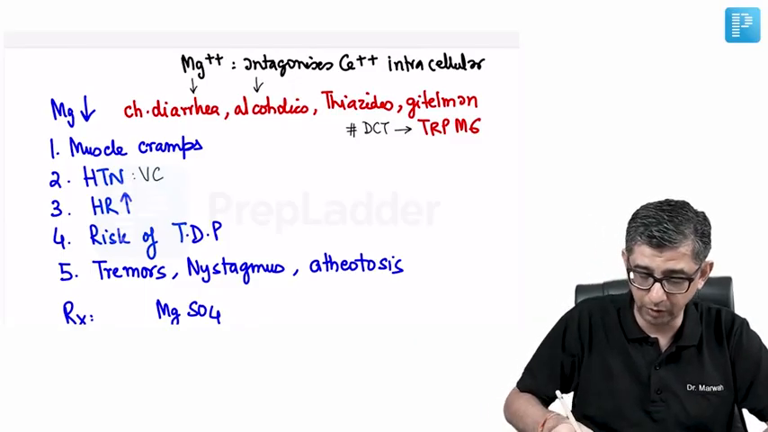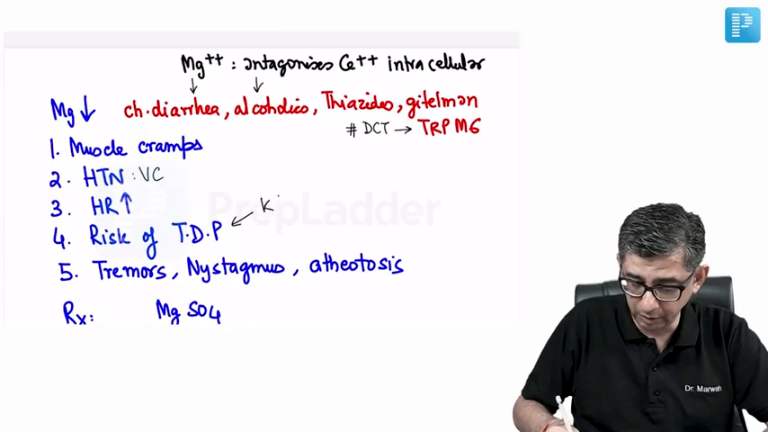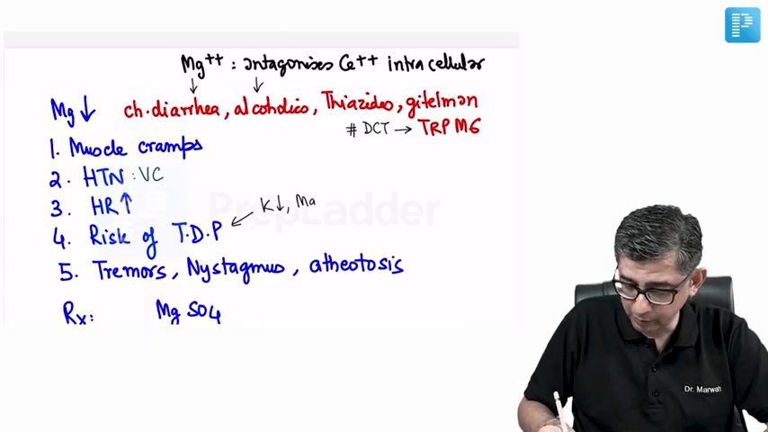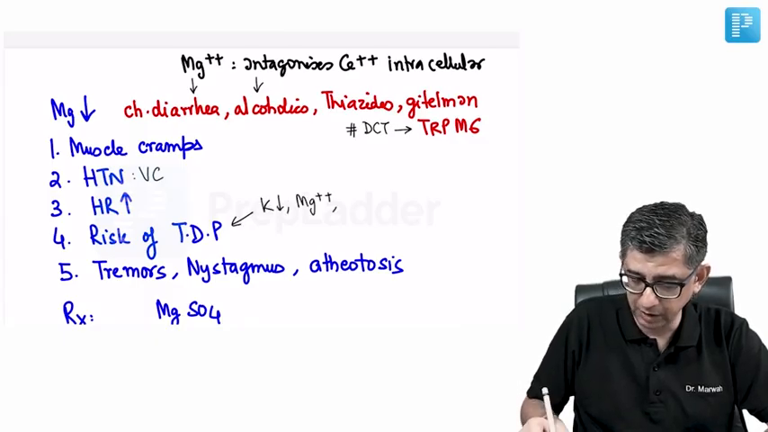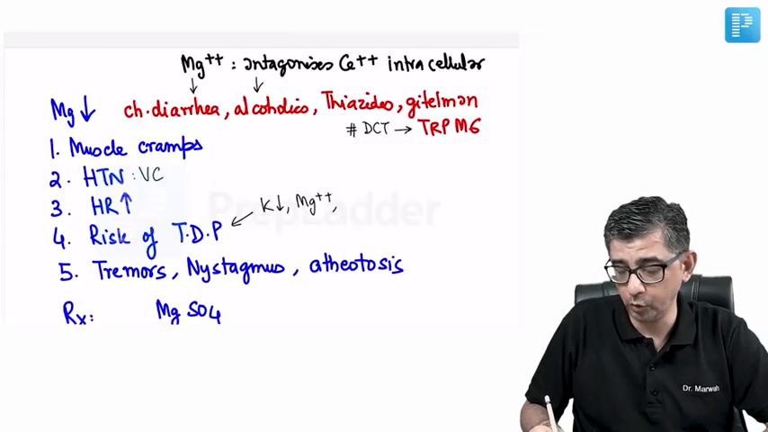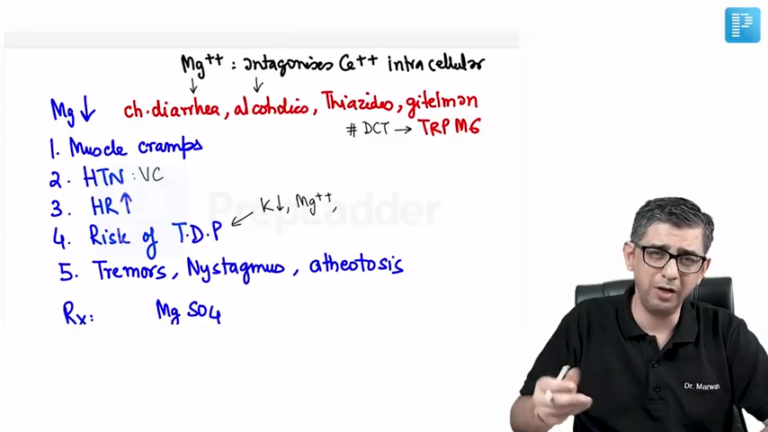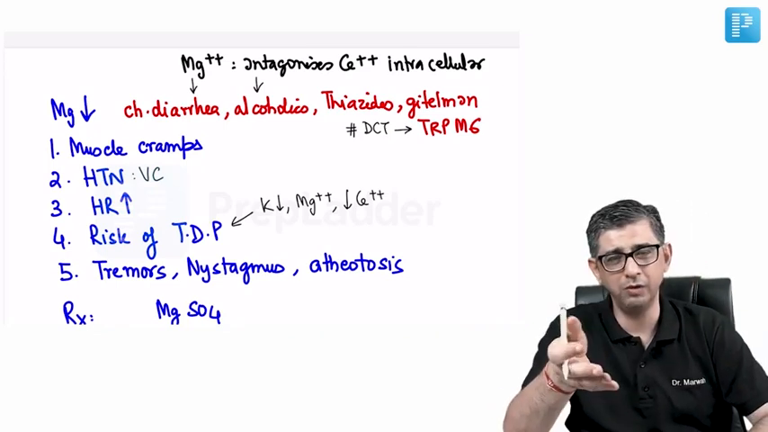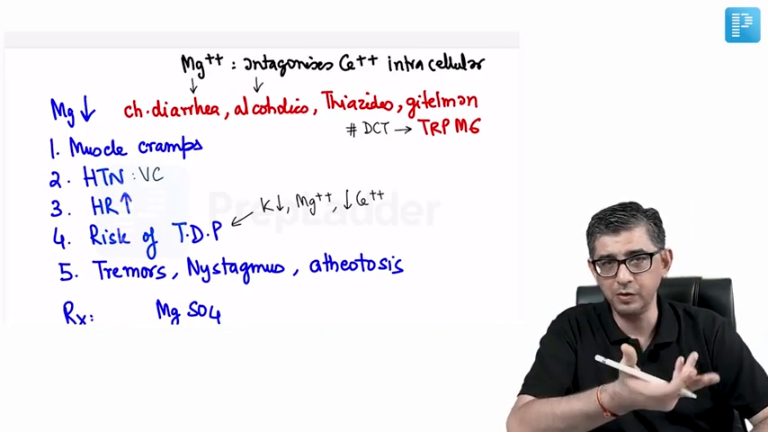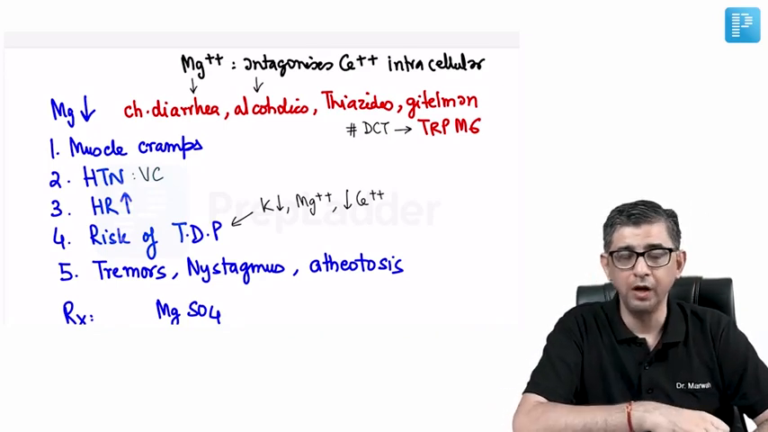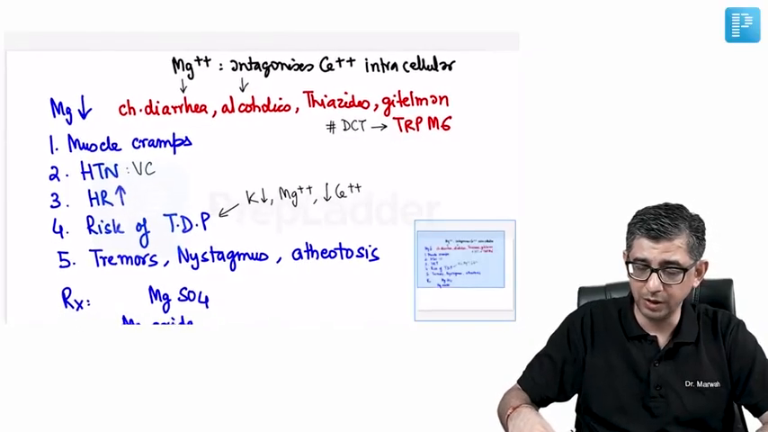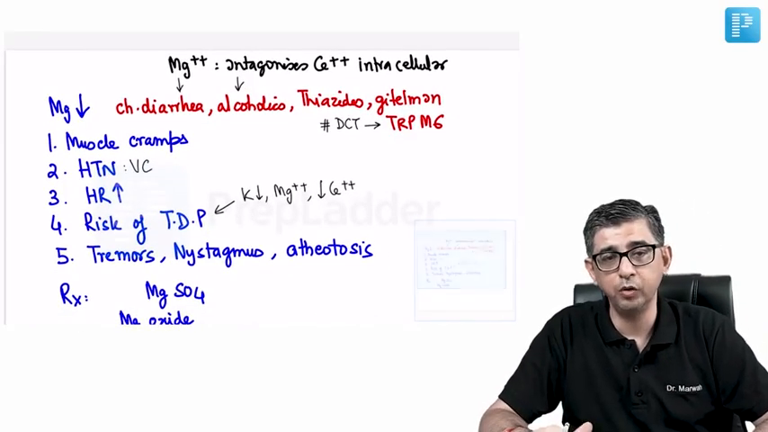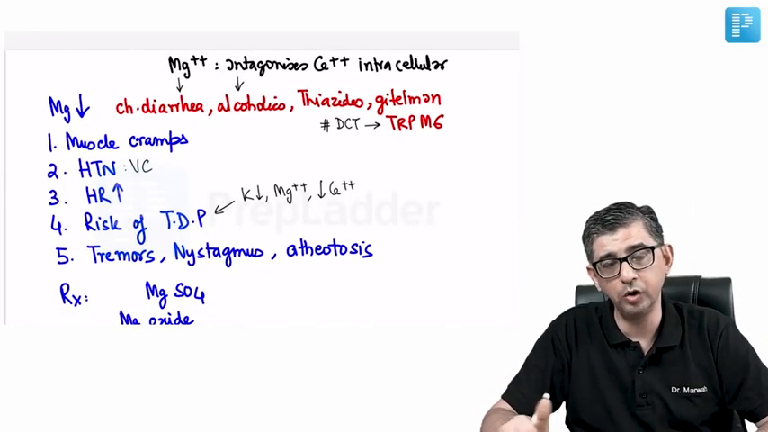In fact, let me just jot down which electrolyte imbalances predispose to the development of torsades de pointes. It would be hypokalemia, hypomagnesemia, and hypocalcemia as well in some situations can trigger this, though hypocalcemia will cause tetany earlier, and carpopedal spasm and laryngospasm as well. Then there can be increased neuromuscular excitability, and therefore the person could be having tremors, nystagmus and episiotosis.